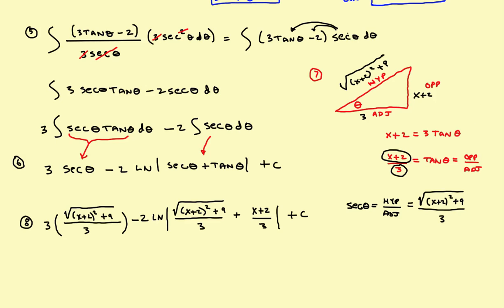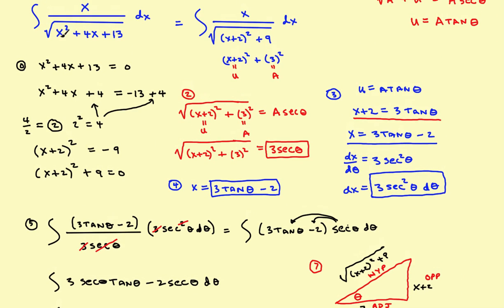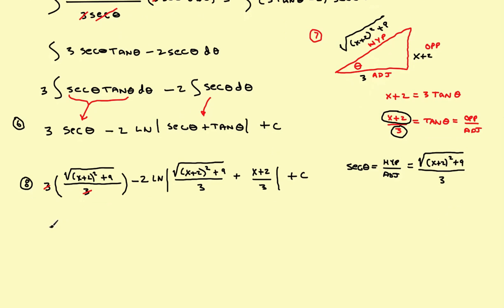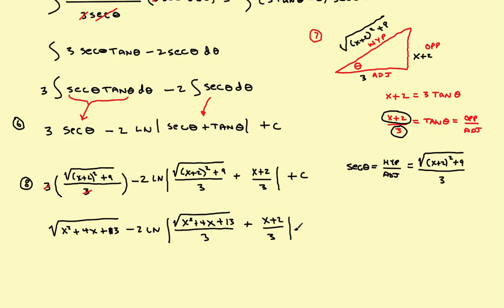Now you can do one more thing if you want to. You can go a little bit further with it, and you can change these back into their original square roots, and also these 3's right here would cancel out. So let's go ahead and do one more step on this. The original square root was x squared plus 4x plus 13, which is the same thing as this right here. So if you want to, you can change this back into the square root of x squared plus 4x plus 13, and then minus 2 times the natural log of, and again, this one you can also change into the square root of x squared plus 4x plus 13 divided by 3, and then you've got the plus x plus 2 divided by 3, and then tack on a plus c. So that's what the final answer is going to look like right there.